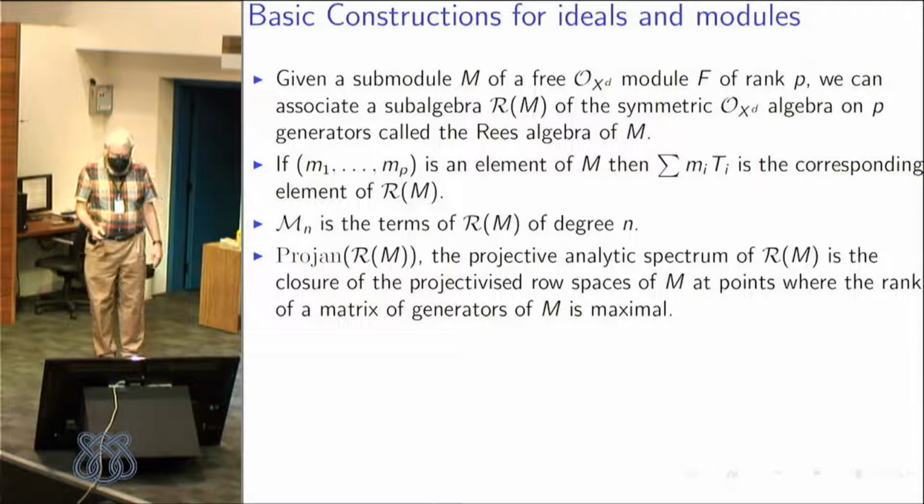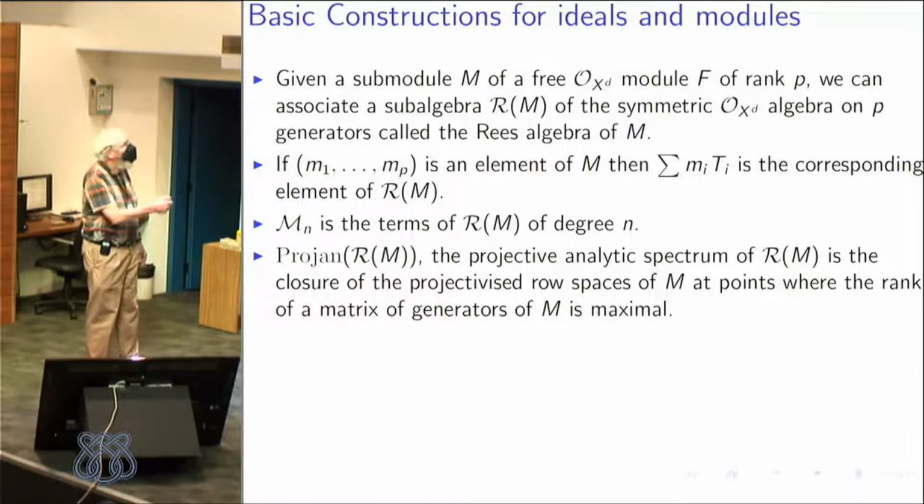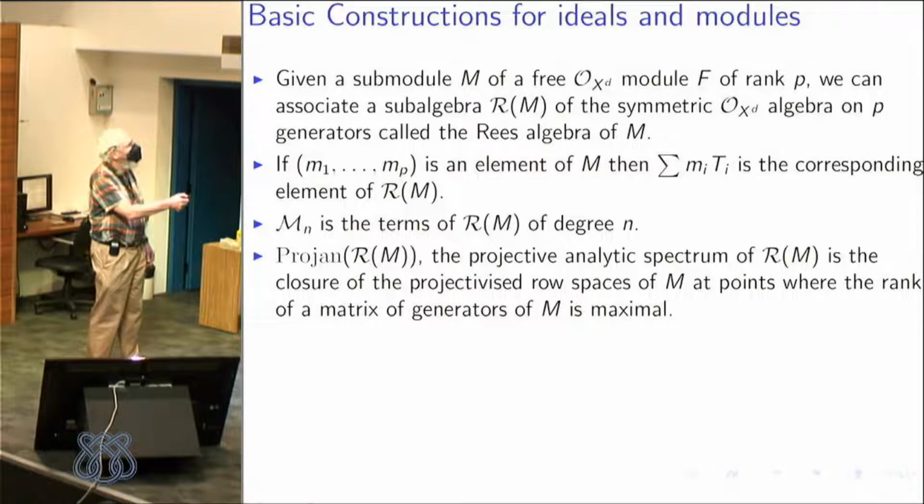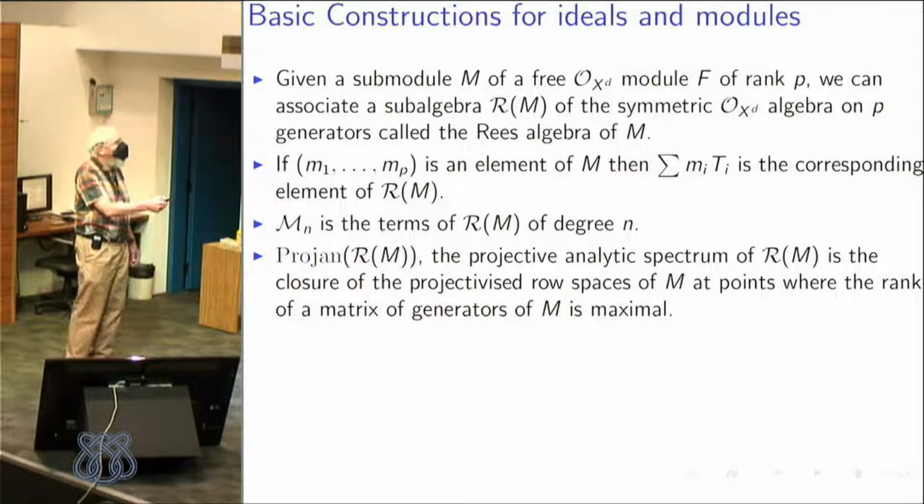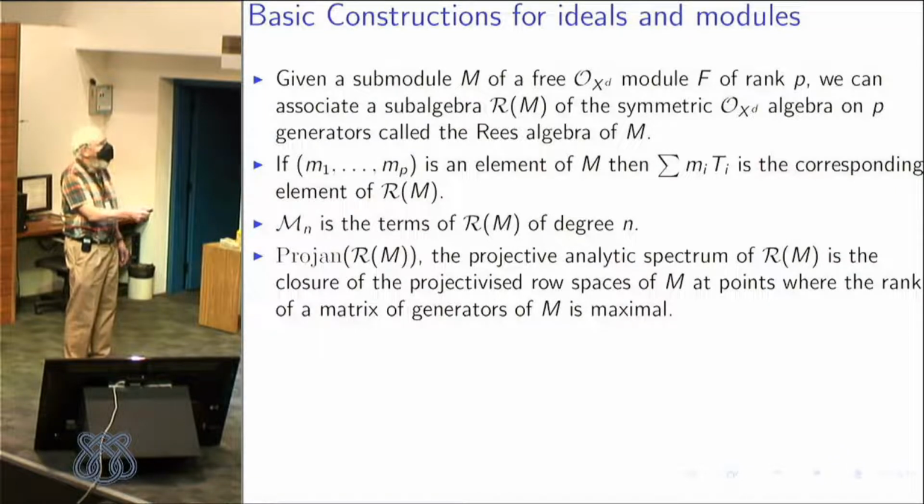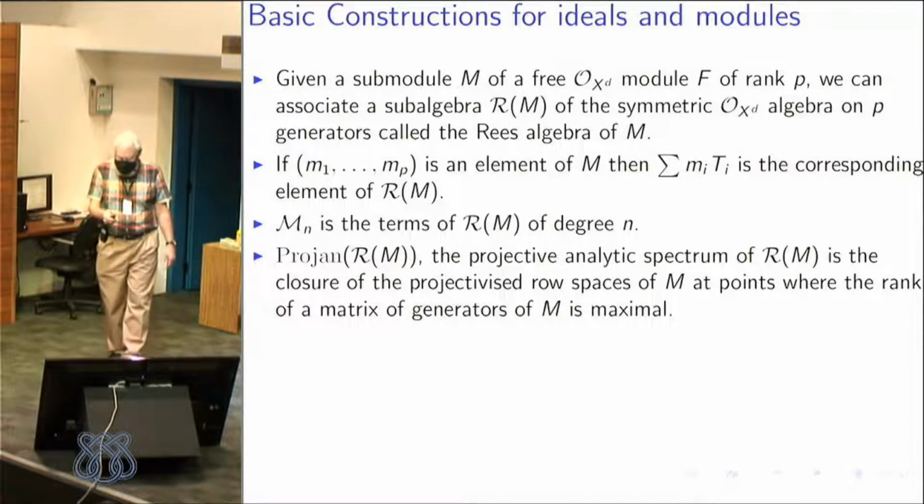and I'm doing it by looking at the projective analytic spectrum. So basically, the way I like to think about it, is I just take the closure of the projective row spaces of a matrix of generators of M at points where the rank of the matrix of generators is maximal. And then we just close that up.